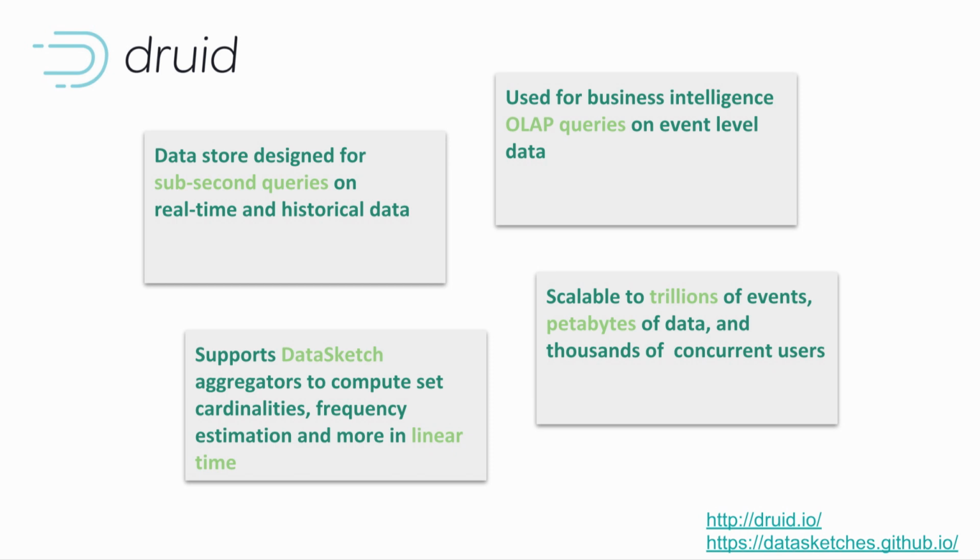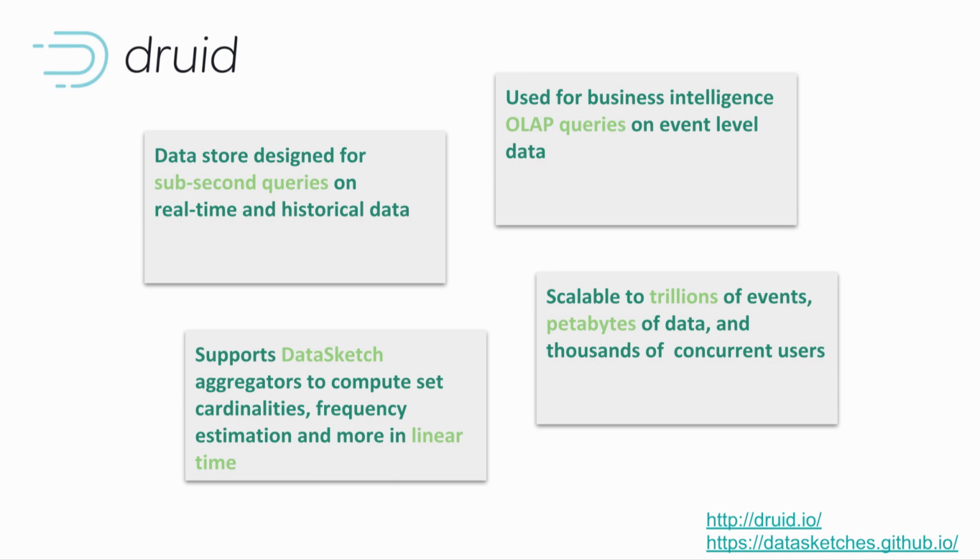Druid is a data store designed for sub-second queries on real-time and historical data. It is a distributed and column-oriented data store, used for business intelligence OLAP queries on event-level data. We use Druid extensively with Apache Superset, an open source business intelligence tool through which you can query Druid using aggregation and post-aggregation queries, and it has a native connector to Druid. So you can use Apache Superset on top of Druid and create all the dashboards that are required.